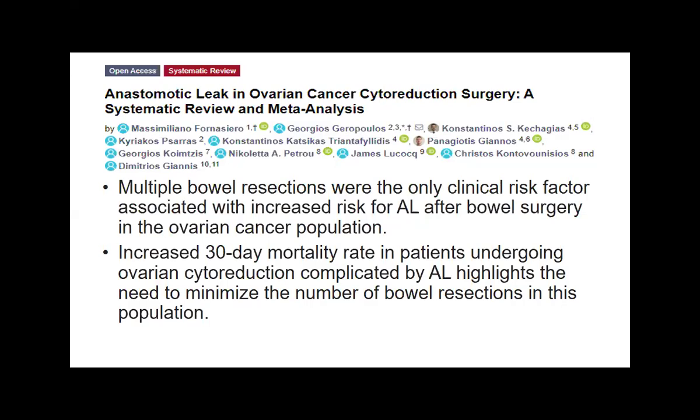Okay. So this meta-analysis was done about anastomotic leak in ovarian cancer cytoreductive surgery, and they found that the only clinical risk factor was multiple small bowel resection anastomosis. So they do recommend against multiple anastomosis because this increases morbidity. You need to do the minimum number of anastomosis, and if you need to do multiple resections, you need to divert the proximal one of them if it's feasible.